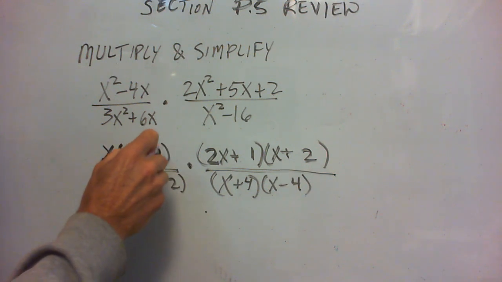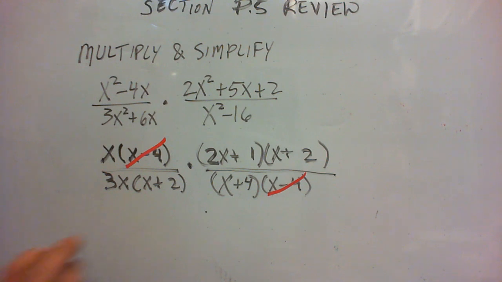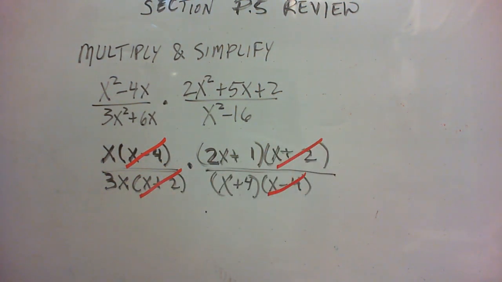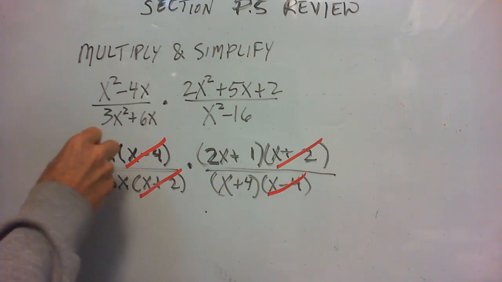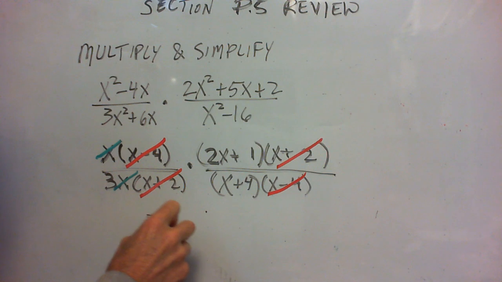So then when we cancel common factors, we find an x minus 4 cancels and an x plus 2 cancels. And there's one more cancellation that you should not miss, and that's the factors of x. An x and an x cancels out. So that leaves 2x plus 1 in the numerator and 3 times x plus 4 in the denominator, and that's our answer.